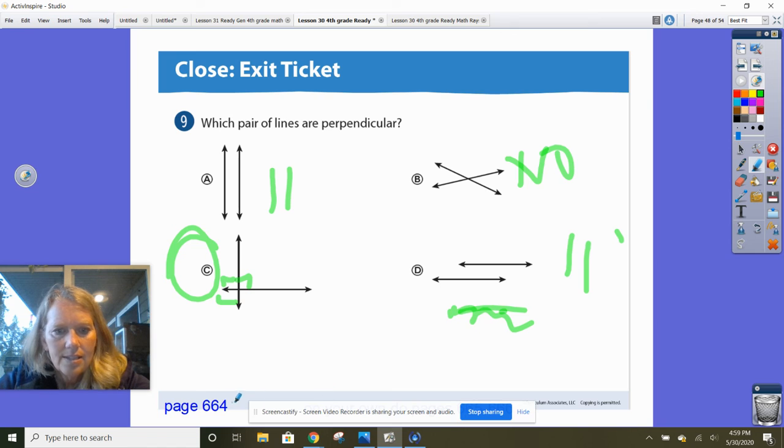Okay, so that ends page 664. Do we have another thing? We do not. So you get to do page 665 and 666 on your own.